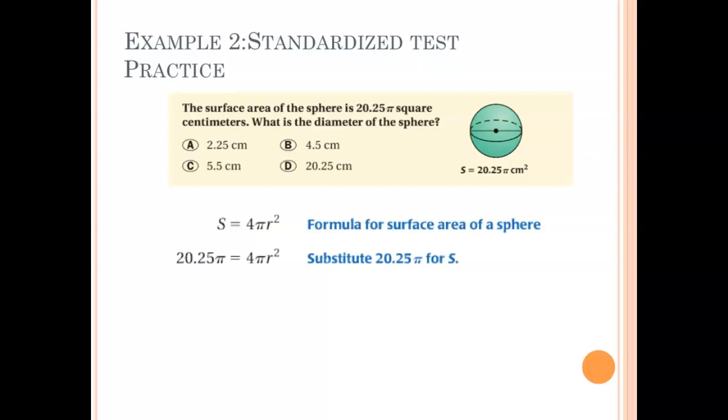So we can divide both sides by 4 pi, and then take the square root of both sides, and we get r is equal to 2.25. Now the question is asking, what is the diameter of the sphere? So we're going to need to take this radius, 2.25, and multiply it by 2 to get us 5.5. So our answer is C, 5.5.